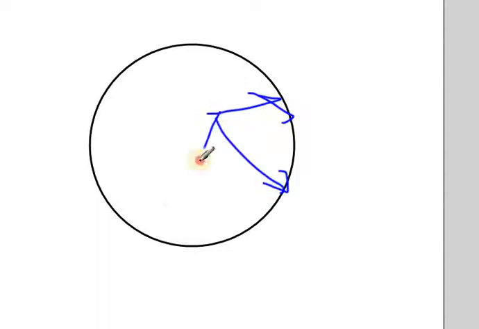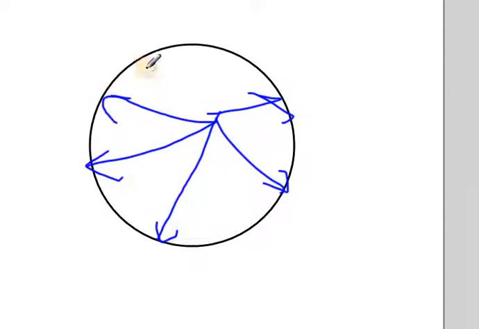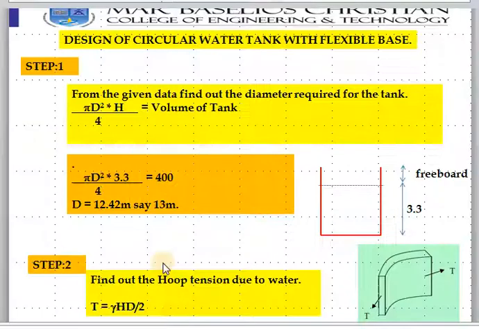It will be like this, everywhere till water pressure will act. So hoop tension, hoop stress, will be created inside the wall. It will try to break it into two pieces. Okay, so that hoop tension is T equal to gamma into H into D by 2.